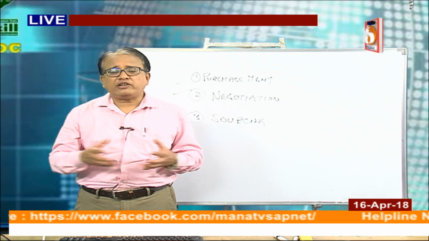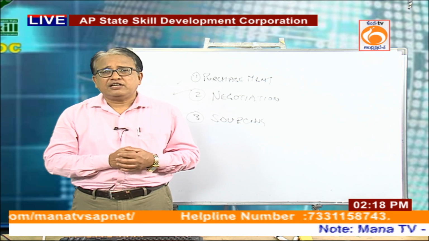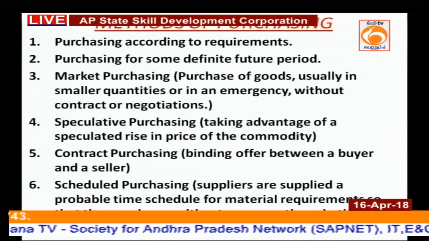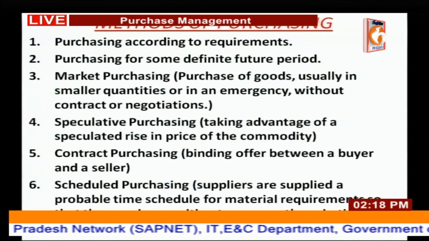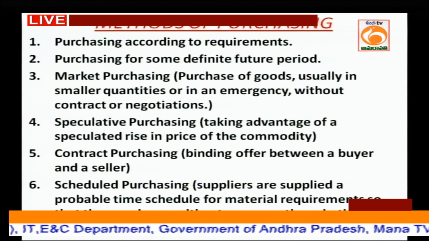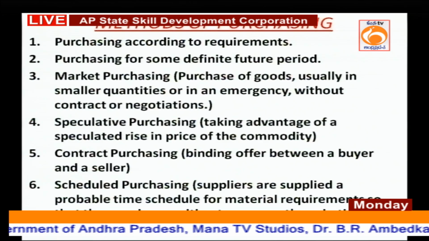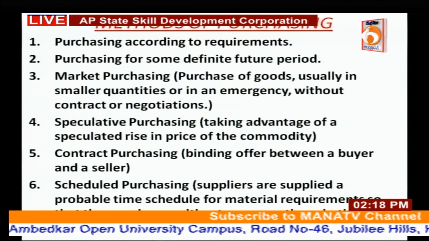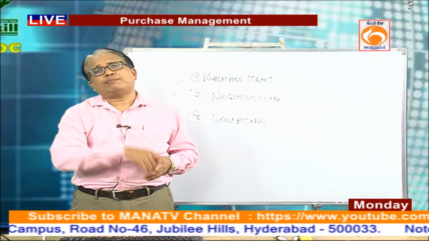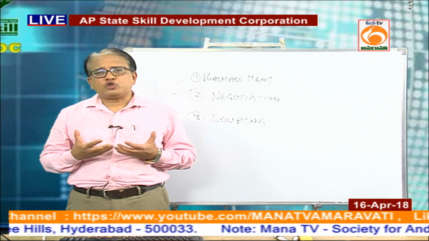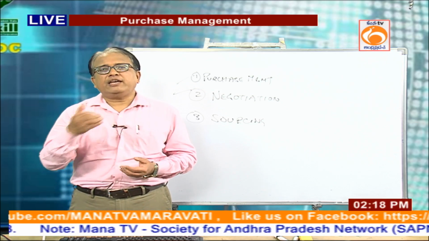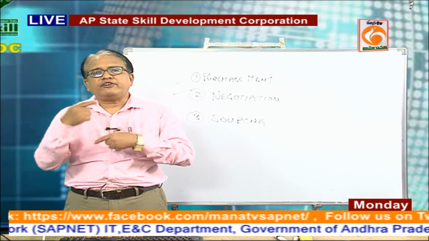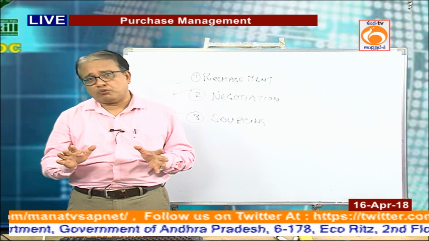Contract purchasing is long term purchasing based on certain terms and contracts. Schedule purchasing: suppliers are given a probable time schedule for material requirement. That means the supplier is given a particular period of time and is informed well in advance that they have to supply in that scheduled period. So, the supplier also knows he has a timeline in front of him, he has enough time to plan his production and supply accordingly. So, these are the different methods or types of purchasing, you may say.